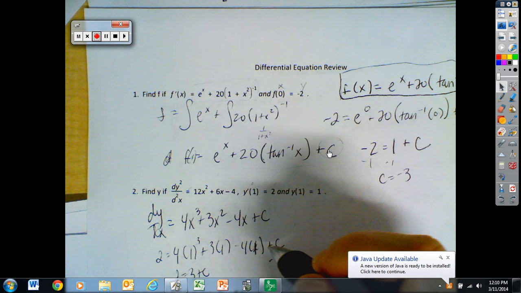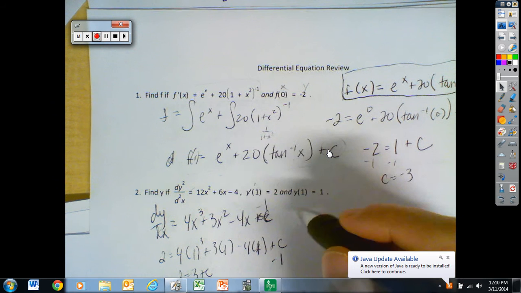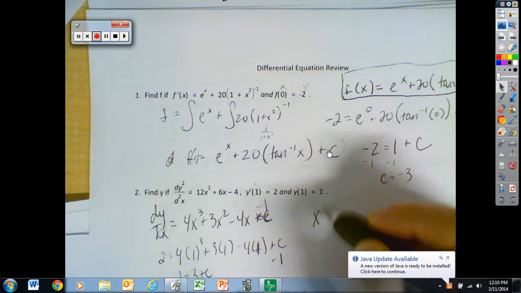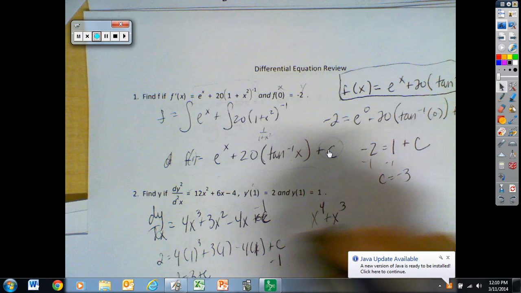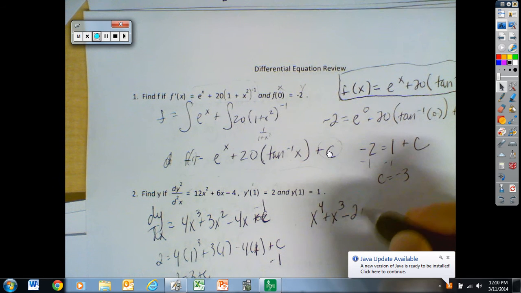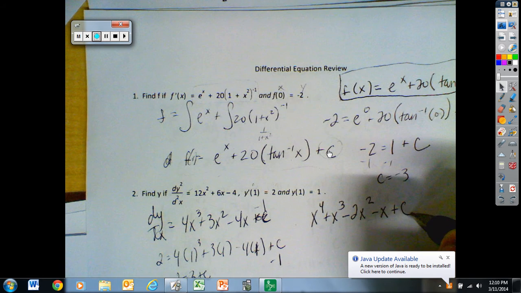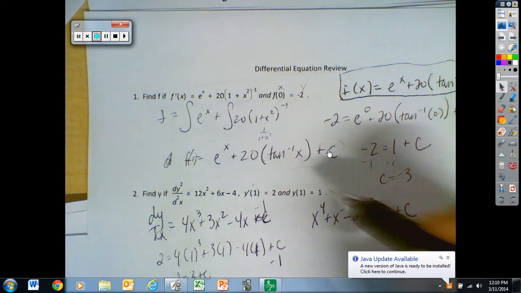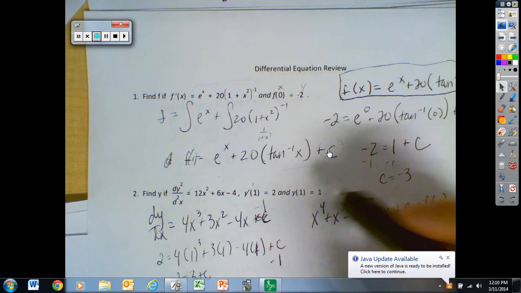So now I'm going to integrate this with a negative 1 for the c. So now the antiderivative of 4x cubed is just x to the 4th, and the antiderivative of 3x squared is just x cubed, minus 2x squared minus x plus c. So now I have to plug in, and that equals f of x. I have to plug in 1 for y and 1 for x.